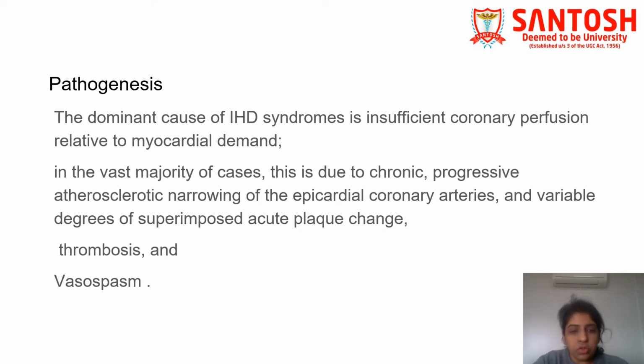In the vast majority of cases, this is due to chronic progressive atherosclerotic narrowing of the epicardial coronary arteries and variable degree of superimposed acute plaque changes. So this continues for a long period of time. There is chronic progressive atherosclerotic narrowing of the epicardial artery, and superimposed on these, there are acute plaque changes. These can be in the form of thrombosis or vasospasm.